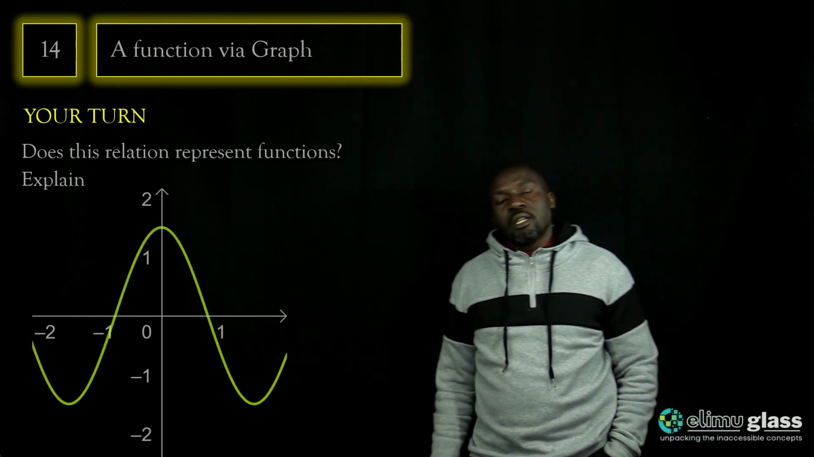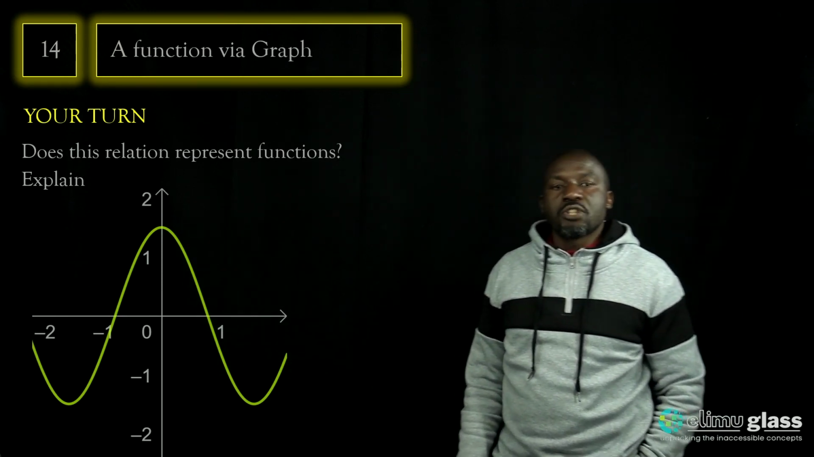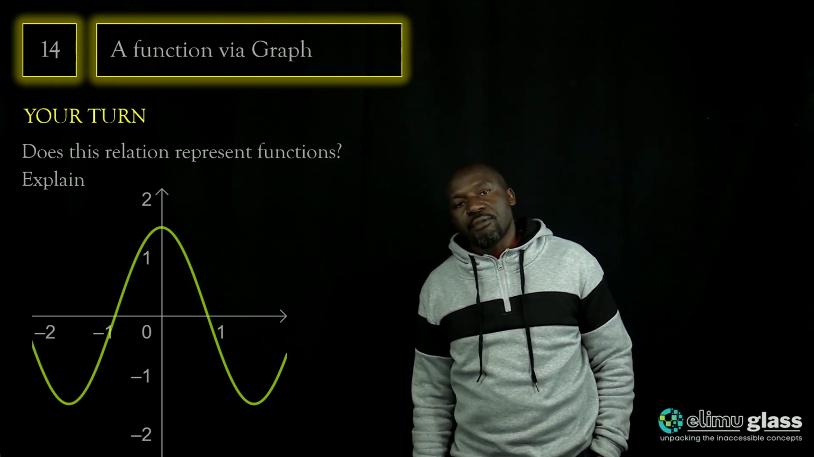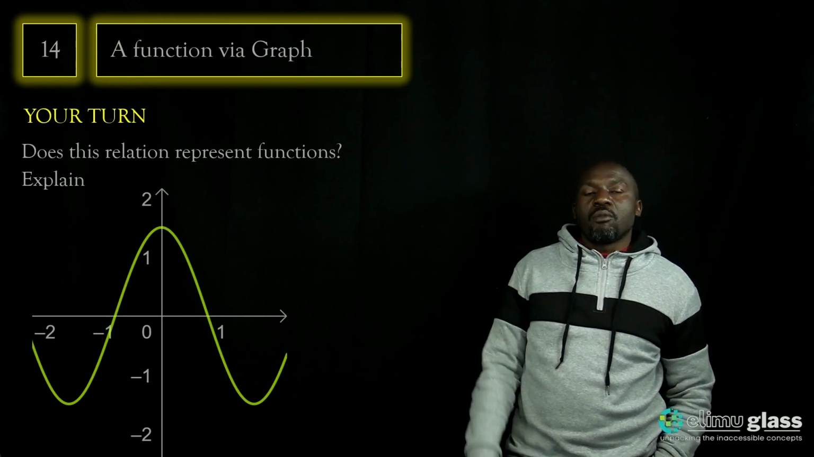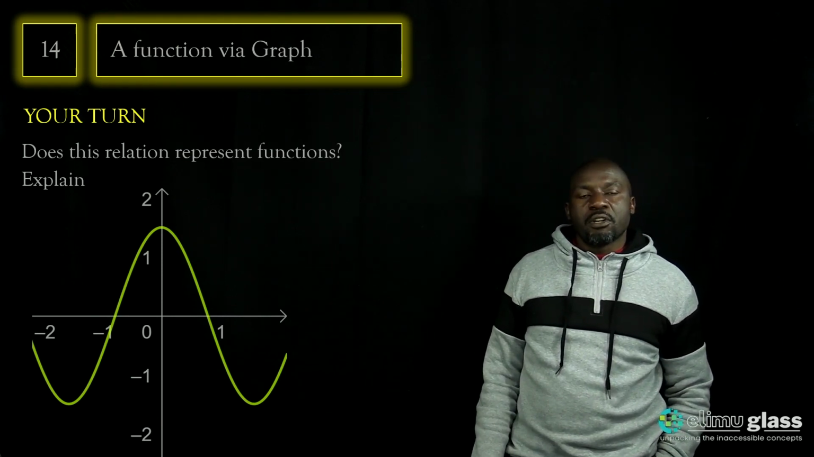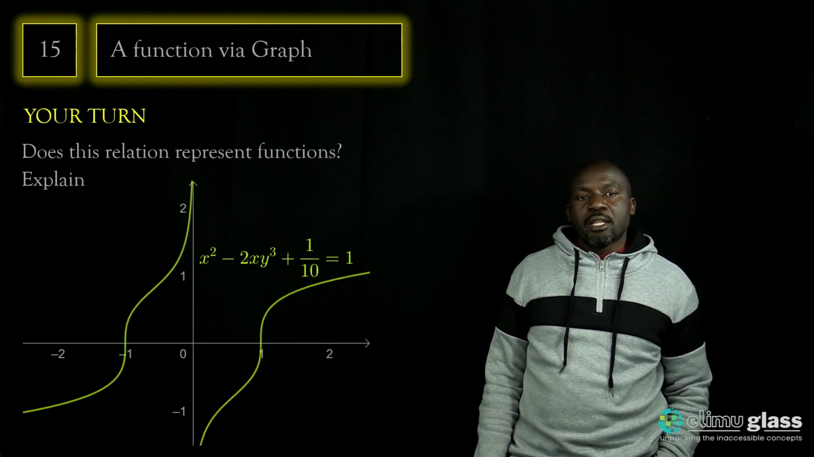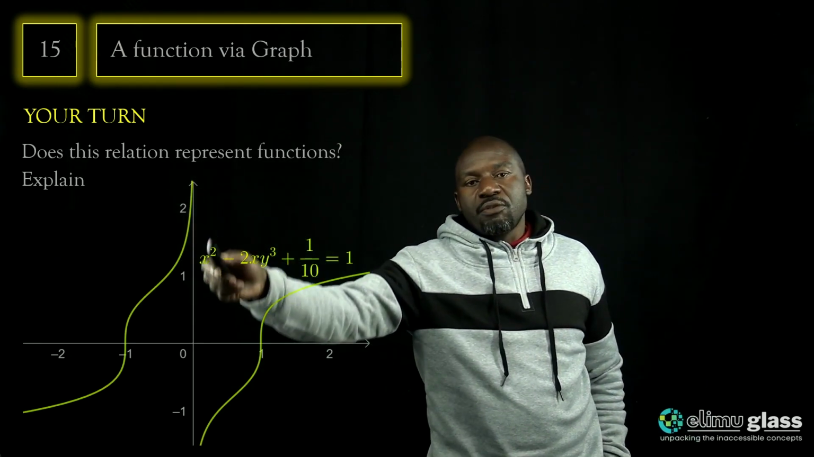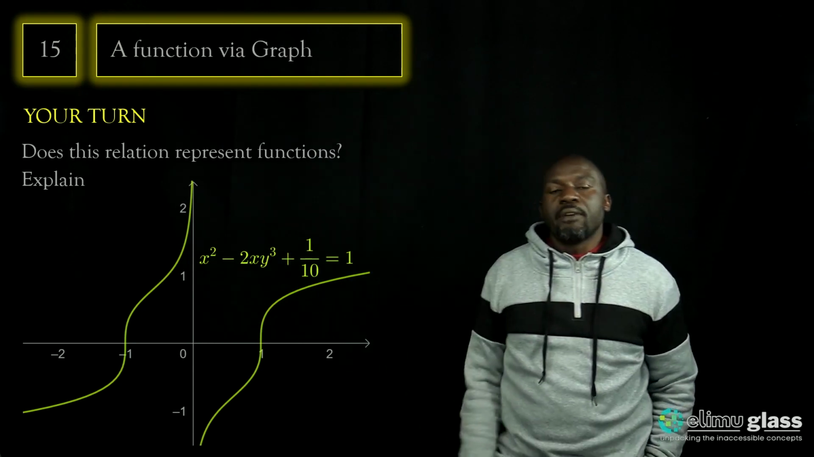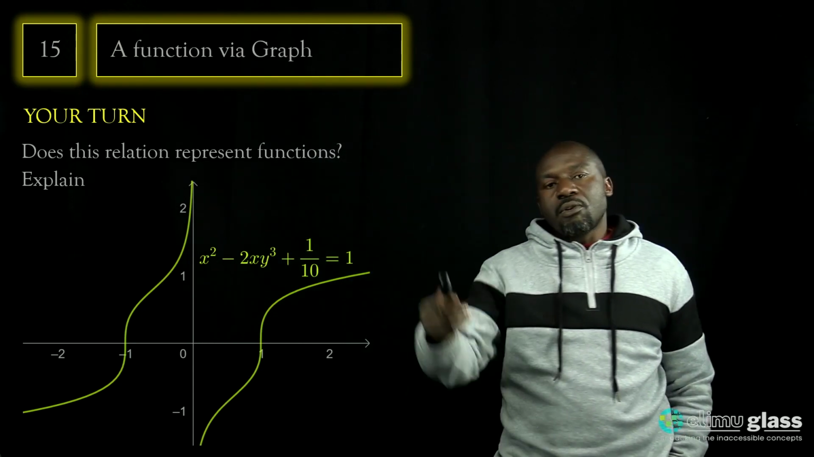Here is another one. This is the graph of the cosine, a cosine graph from trigonometry. The question is, is it a function or is it just a mere relation? Okay. Here is another one. The equation of the relation is given there. That's how it looks. If you draw this graph, you can go and try it out.